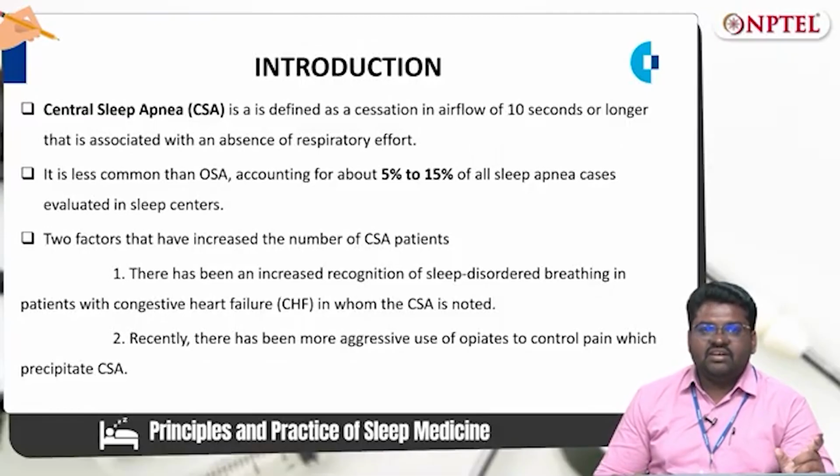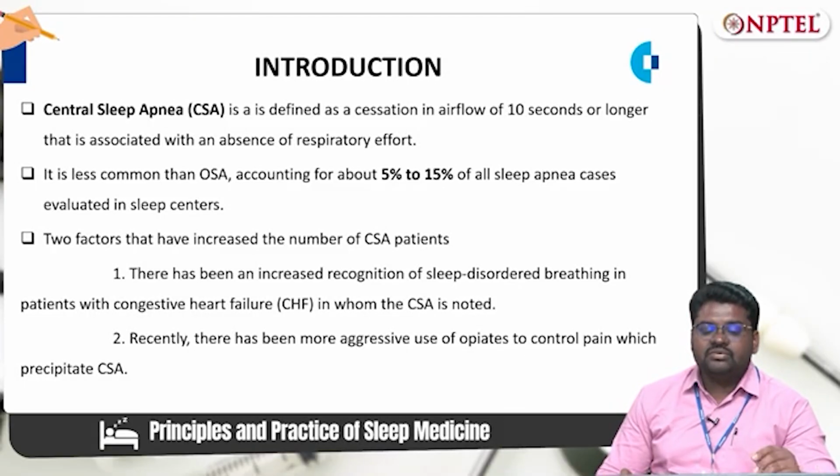So first we will see the definition of central sleep apnea. Central sleep apnea is a cessation in airflow, that is the flow will be ceased or stopped, for 10 seconds or longer and associated with an absence of respiratory effort. So here two things are important. One is cessation in airflow, another one is absence of respiratory effort.